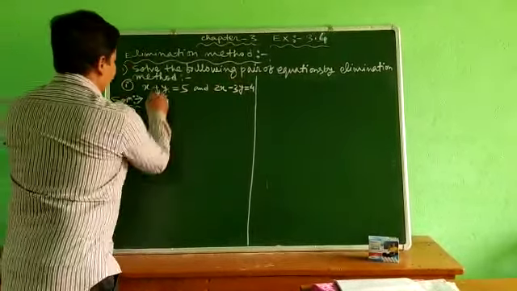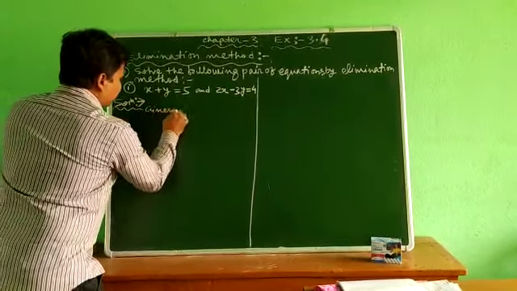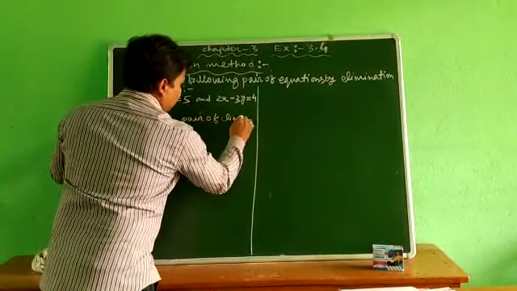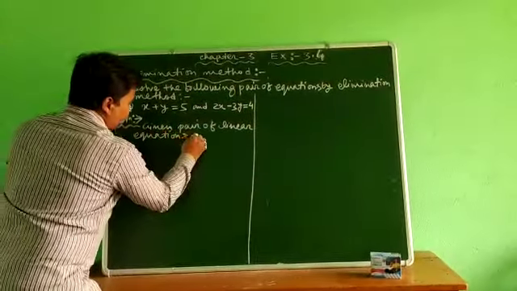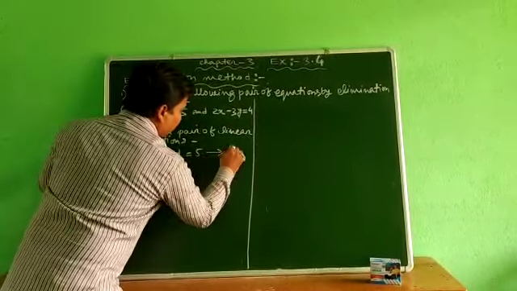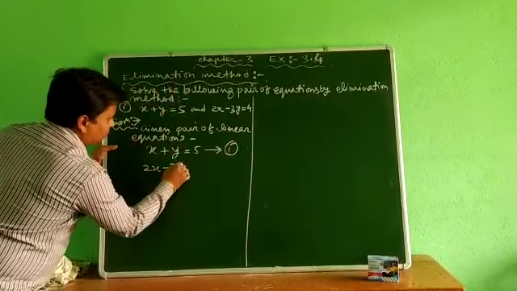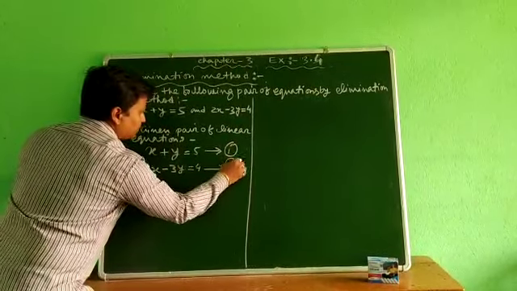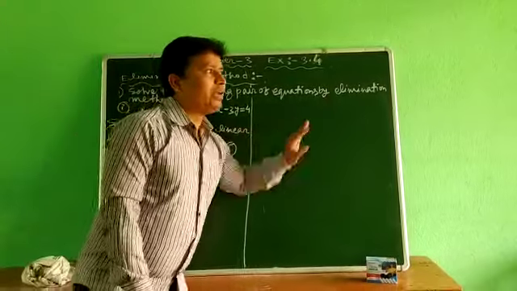Just you see. First of all, you write down the given pair of linear equations. x plus y equal to 5, equation number 1. 2x minus 3y equal to 4, equation number 2.